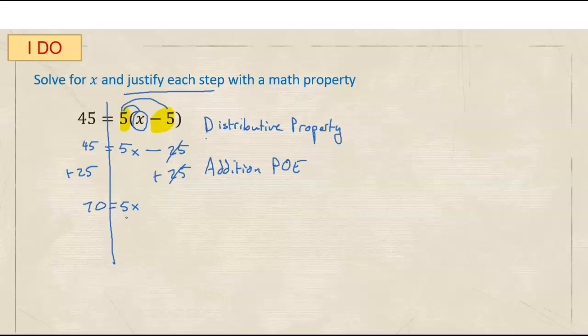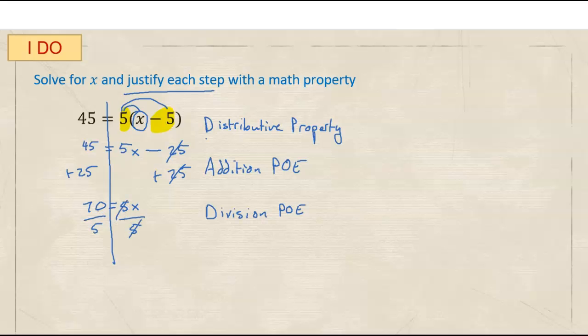Okay, our last step here, we're getting x by itself, so we have 5 times x. We do the inverse operation, we divide by 5, divide both sides by 5. What property says we can do that? We can divide both sides of an equal sign. Well, dividing says it's the division property of equality.